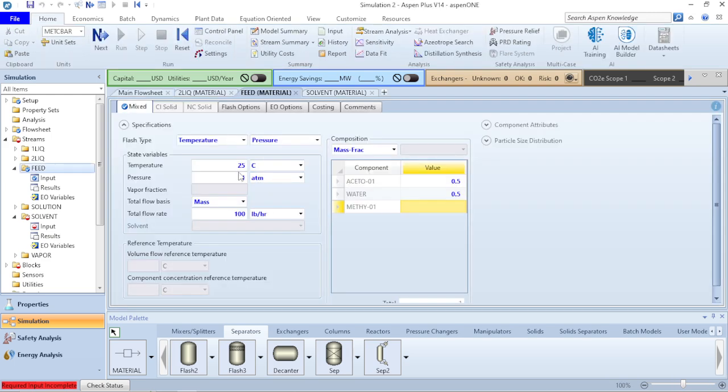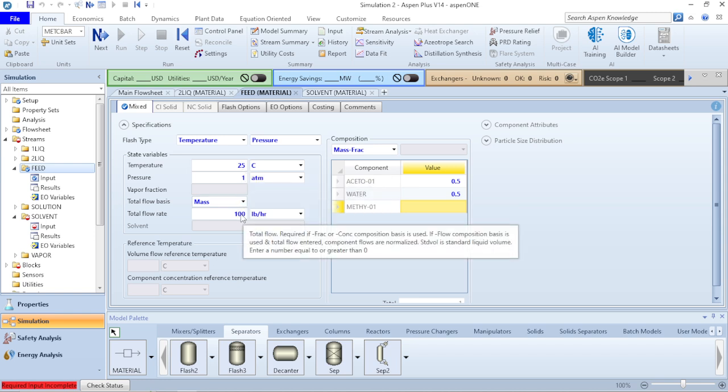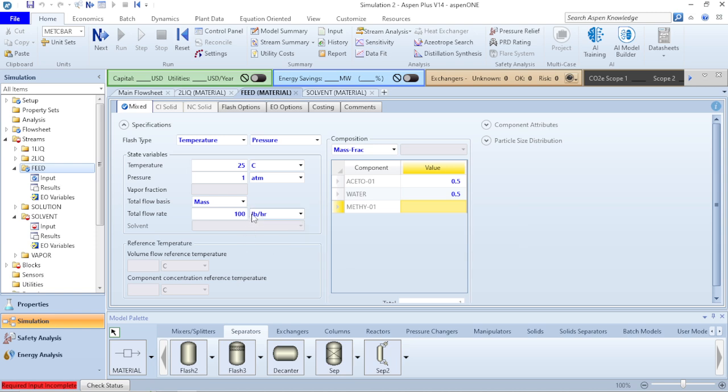So our feed, we assumed it to be 25. We said the pressure is 1 atm, and then we have the mass flow of 100 pounds per hour. That's for the feed. Then the mass fraction we said is 0.5, 0.5. Okay, so moving on to the solvent. Let's close it out from here.